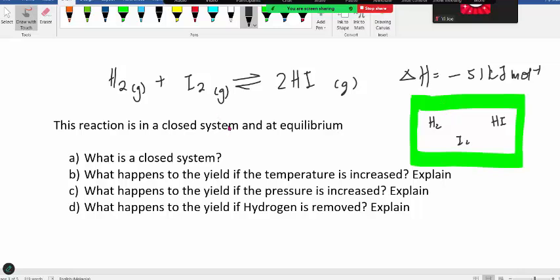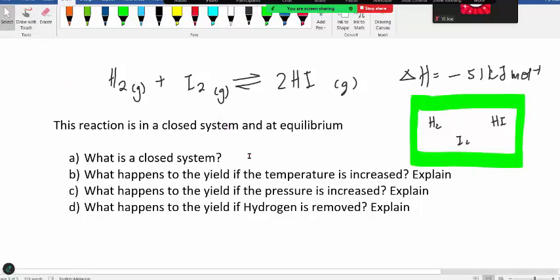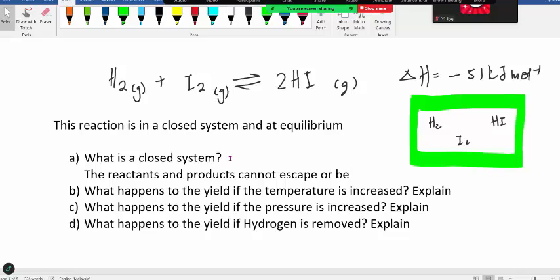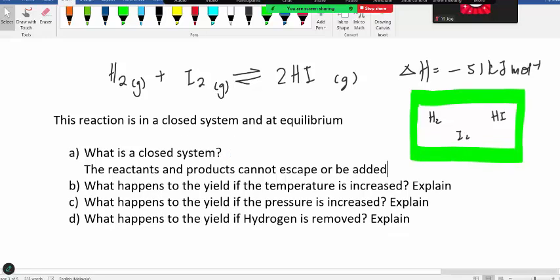So a closed system means the reactants and products cannot escape or be added.